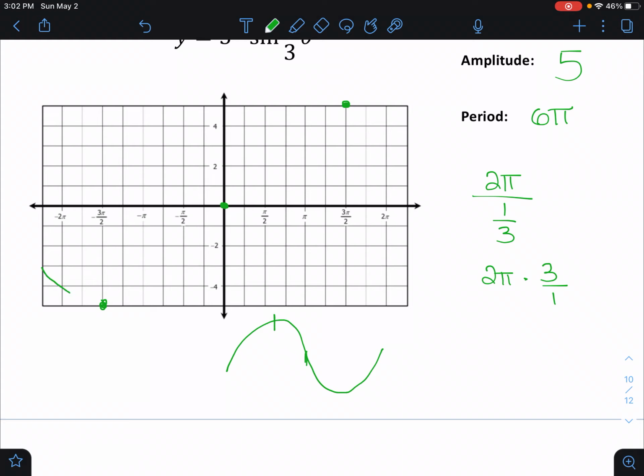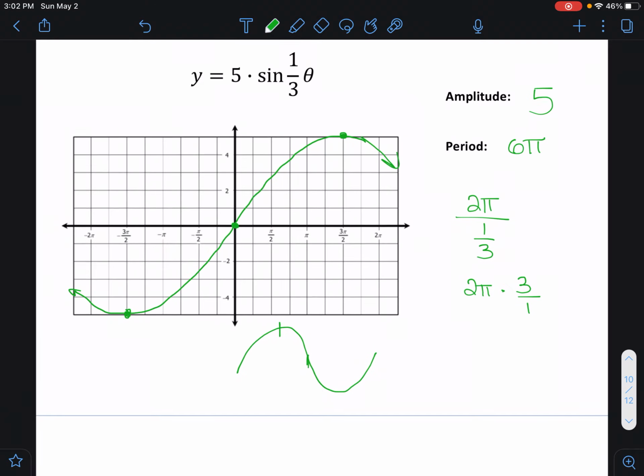Okay, so I'm just going to kind of start my wave here. That's not very good, actually. Let's try that again. Okay, that looks a little more like a wave. All right, so that's all I can fit on this graph.